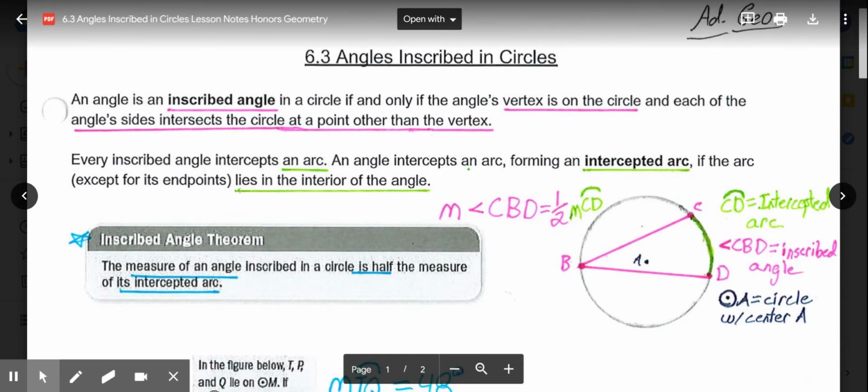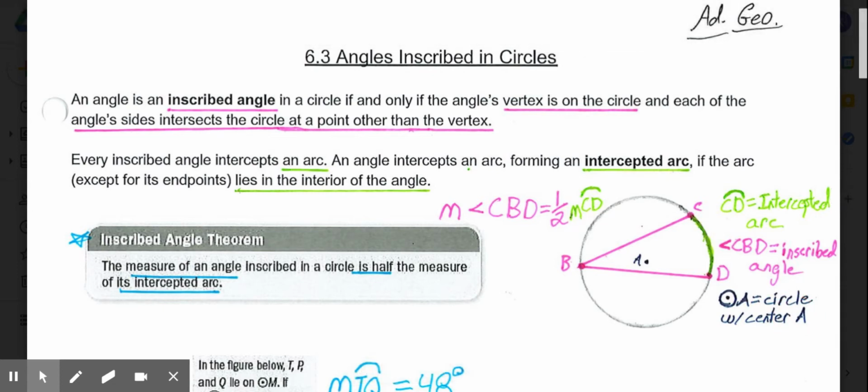And another piece of notation, just to make sure we know it: a zero-looking shape with a dot in the middle is a symbol for a circle, and the letter next to it tells you the center point. So this symbol here, the circle with the dot next to the letter A, means circle with a center point of A.